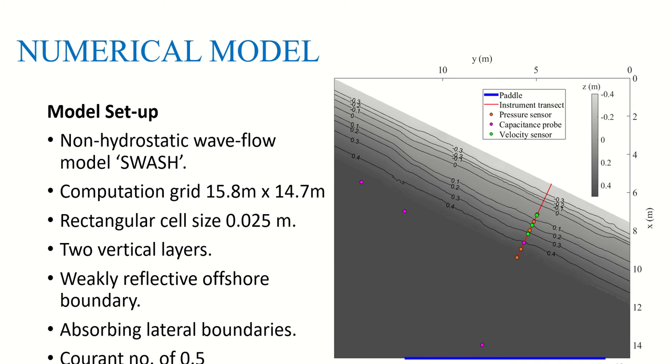Okay, now it's the numerical model setup. So we've been using the SWASH model, which is a non-hydrostatic wave flow model. The computational grid was designed to be 15.8 by 14.7 meters, and the grid cell size was 2.5 by 2.5 centimeters, a very fine horizontal resolution. And also we've been using 2 vertical layers, which was sufficient in this case to capture the vertical distributions. For the offshore boundary forcing condition, we've been using a reflective or weakly reflective offshore boundary, and at the sides we've been using absorbing boundary conditions. The Courant number was set to around 0.5.